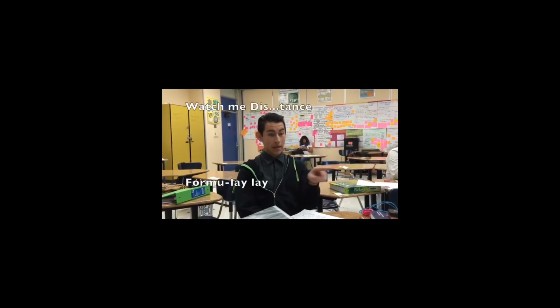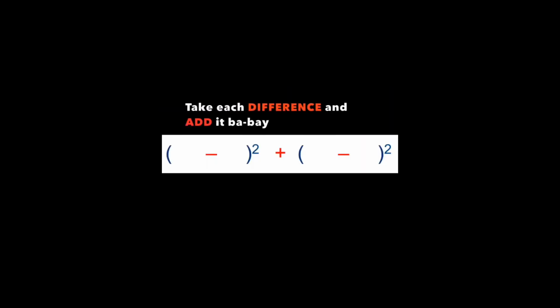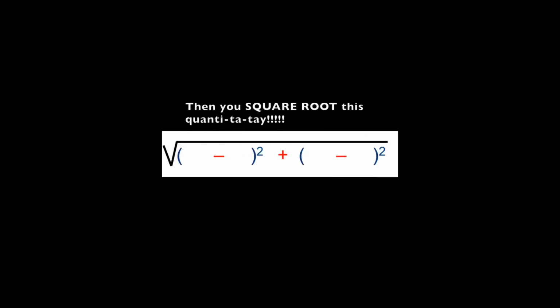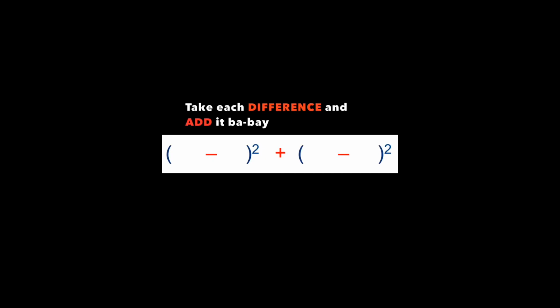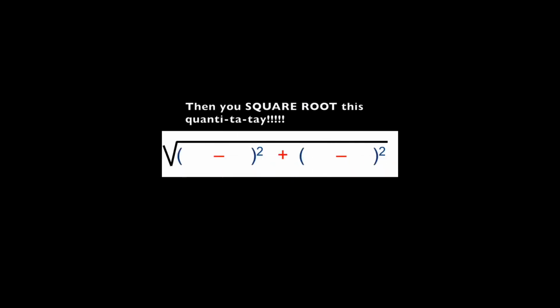Watch me do this formula. First you square two parentheses. Take each difference and add them daily. Then you square root this quantity. Ooh, watch me do this formula. First you square two parentheses. Take each difference and add them daily. Then you square root this quantity. Ooh, watch me. x2, x1, y2, y1, flip them for fun, problem is done.